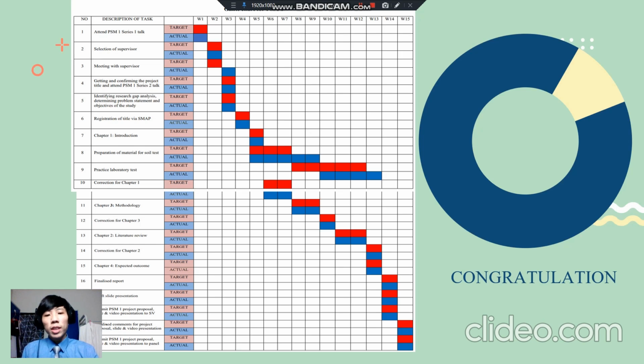Finally, this section is the Gantt chart. The Gantt chart consists of 20 weeks. From the Gantt chart, we can observe that almost all the tasks are within the targeted and actual timeline.